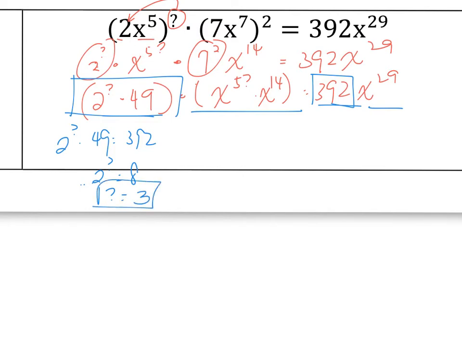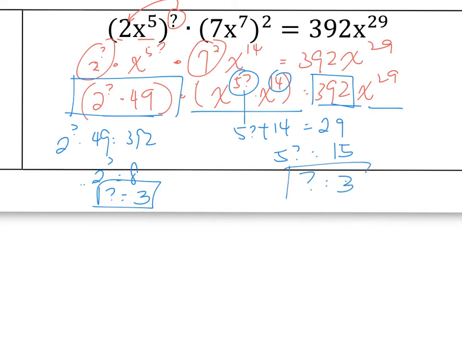Let's double check. 5 question mark plus 14 equals 29. 5 question mark equals 15. Question mark equals 3. Yay.